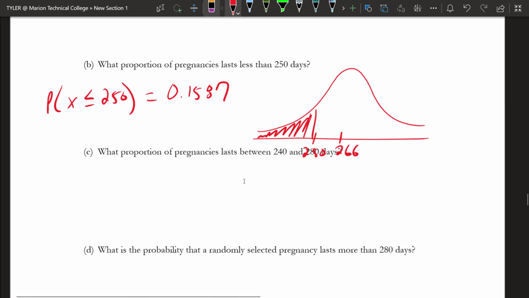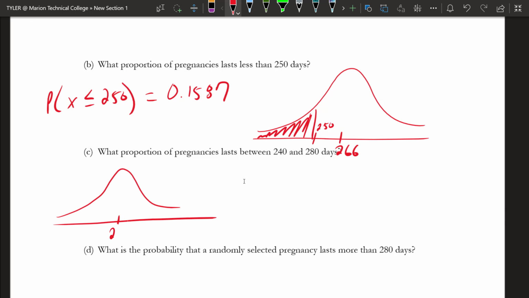So then, let me erase this for a moment. I've written over top of that. So that was 250. So in part C, we're finding, what proportion of pregnancies last between 240 and 280 days, right? Right, so there's my mean. So 240 is going to be somewhere to the left, and 280 somewhere to the right. So I need to find this area here. That's what I'm trying to find.